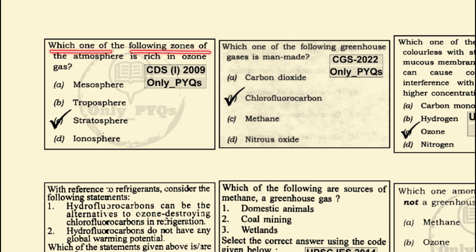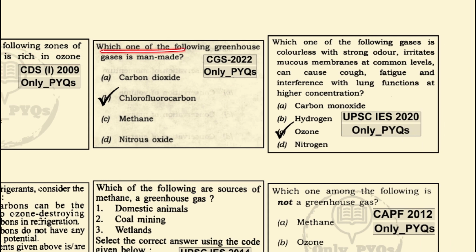Which one of the following zones of the atmosphere is rich in ozone gases? It is the stratosphere. Which one of the following greenhouse gases is man-made? It is the chlorofluorocarbons, which has been man-made.